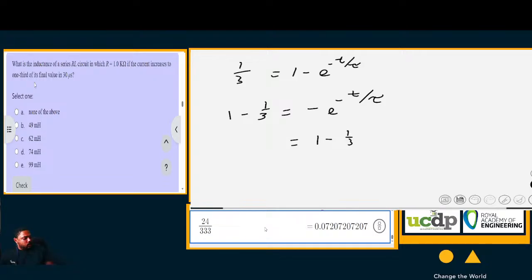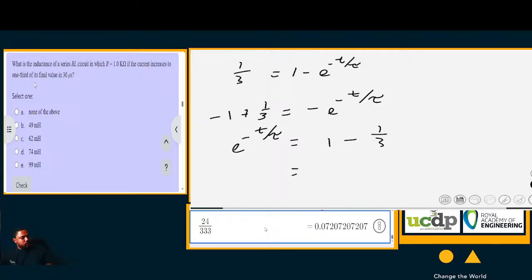Oh, I switched them around here. This one here should be positive, and that minus 1. Okay, so if we write them this way up, it should be 1, t over the time constant. We divide on both sides by a negative. That will give us 1 minus a third. Okay, there we have it.